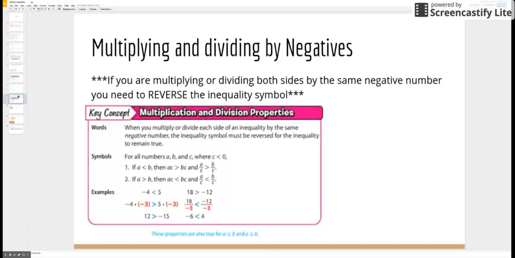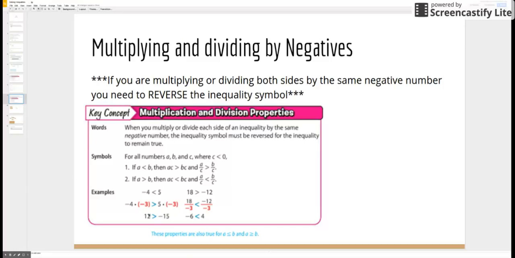Now here's the tricky part, is when you multiply and divide by negatives. If you are multiplying or dividing both sides by the same negative number, you need to reverse the inequality symbol. I would suggest you pause the video and write this down, because this is very important. This is your major difference between inequalities and equations.